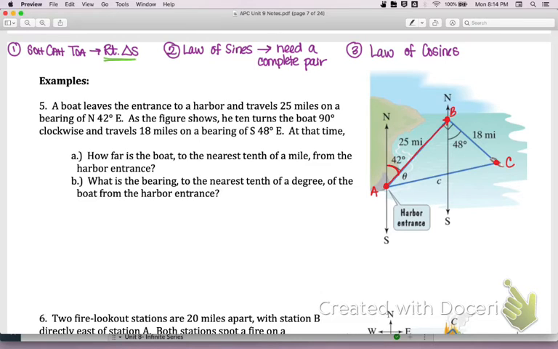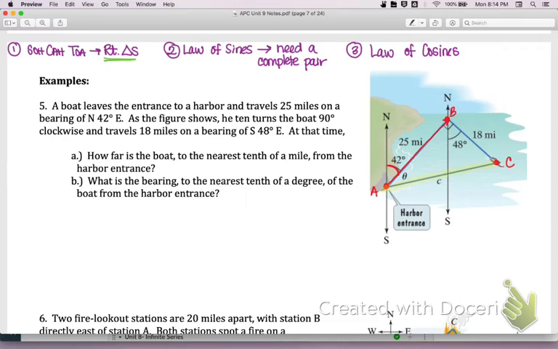So we have a couple questions. First, how far is the boat to the nearest tenth of a mile from the harbor entrance? So that's asking us about the distance from the boat back to where it started. So that is A to C. Well, since this is a right triangle, we can just use our trig ratios. So I know that this is a right angle.